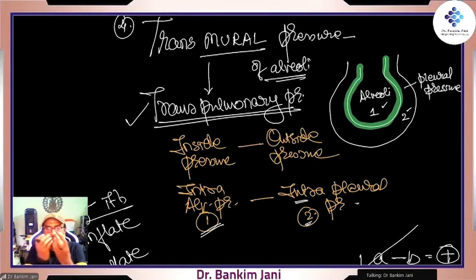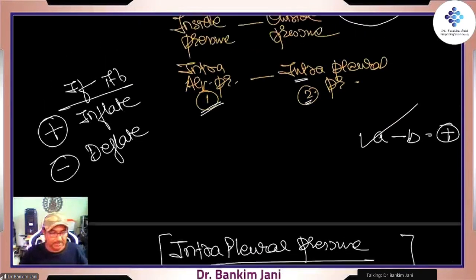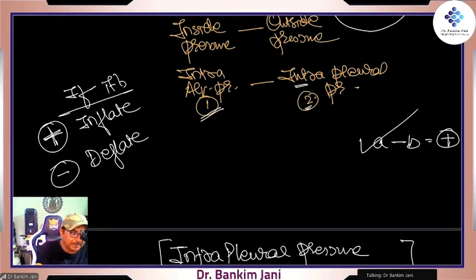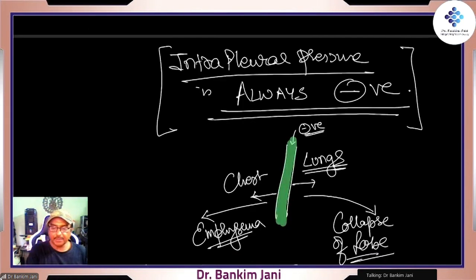But obviously, if the inside pressure is more, it will expand. If the outside pressure is more, it will collapse, correct? That's simple. So intra-alveolar pressure 1 minus 2: if it is plus, that means intra-alveolar pressure is more, and things will inflate. If this is negative, that means intrapleural pressure is more, so it will deflate, right? So intrapleural pressure is always negative. This is negative because it is like a suction, right? It is like a suction.